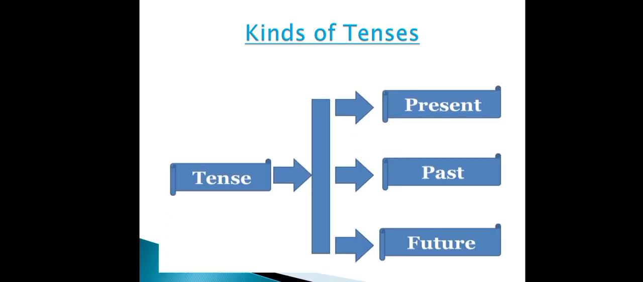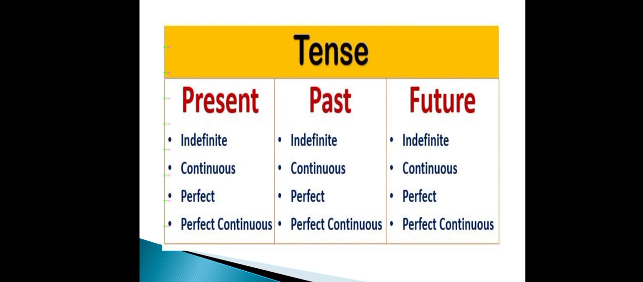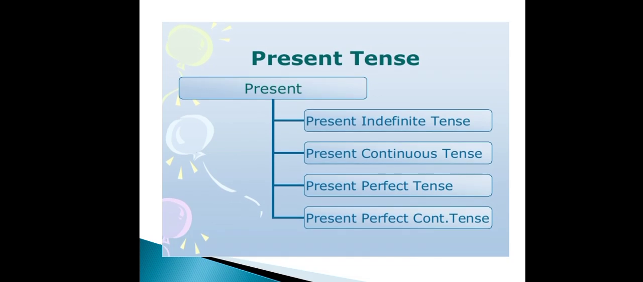Kinds of tenses. Dear students, there are three kinds of tenses: present, past, and future. They are further divided into subtypes. All three, present, past, and future, have four subtypes, including indefinite tense, continuous tense, perfect tense, and perfect continuous tense. Today's topic is present tense, so it is divided into four subtypes: present indefinite tense, present continuous tense, present perfect tense, and present perfect continuous tense.